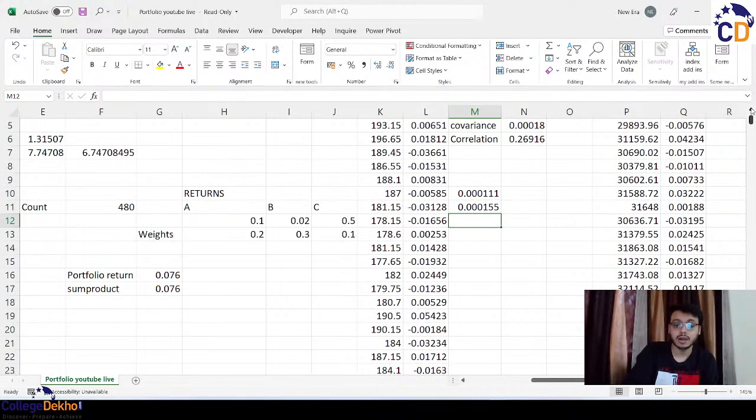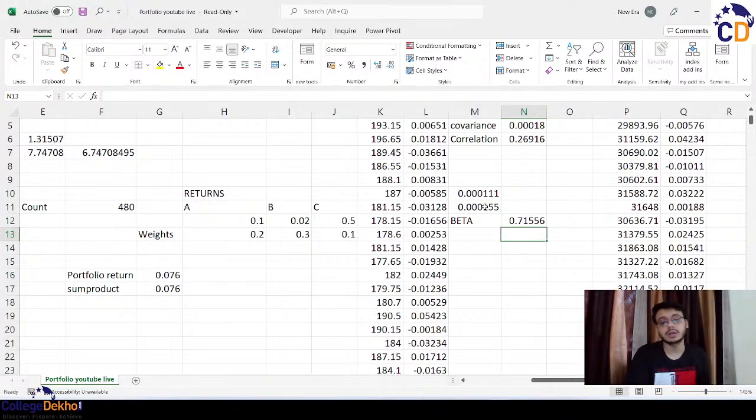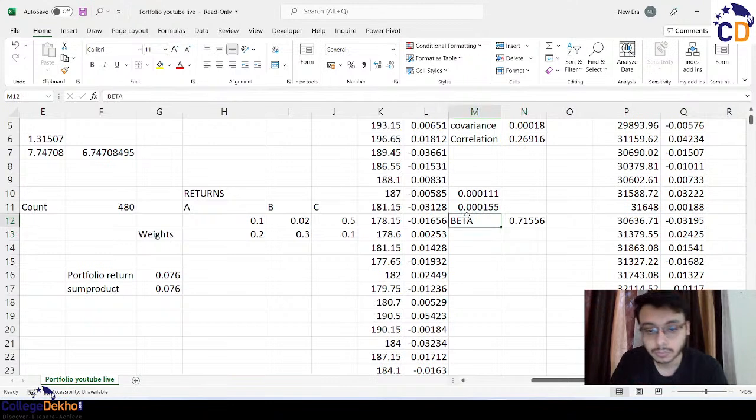Now to calculate beta you have to divide. This was your numerator with your denominator, like 0.71556. This is how you calculate the beta, the systematic risk. Okay, the explainable risk, the risk explainable by the market. This is a systematic risk basically.